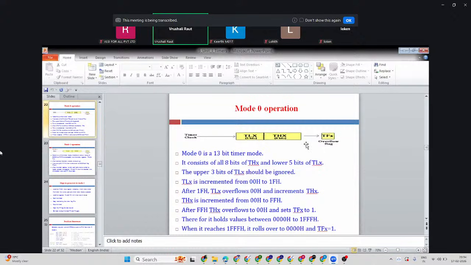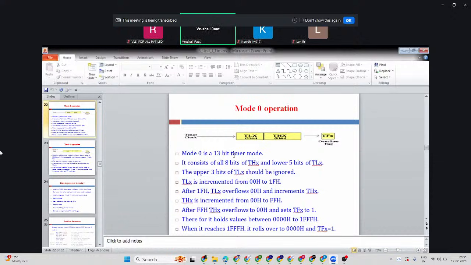Once that maximum count is reached, my timer register will roll over to 0000. Once it rolls over to 0000, what will happen to the overflow flag which I have shown you there? This flag will be set to 1. From this, I'll understand that the timer or the delay which I set here has been accomplished. Are you getting it?